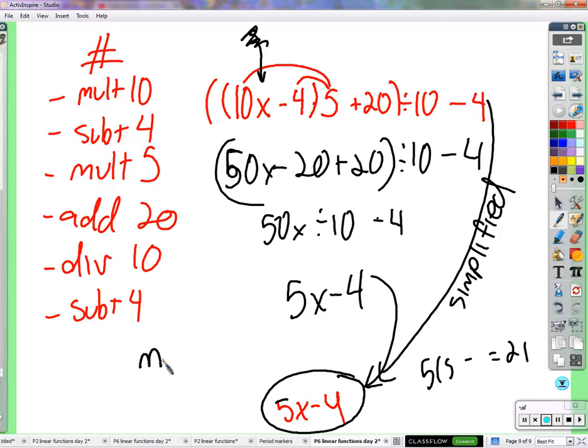M, okay. Mx plus y equals something? Close. Mx plus b. That's y equals mx plus b. It's a linear function. And this is a linear expression, because it looks like mx plus b. This is mx, 5x, plus negative 4.